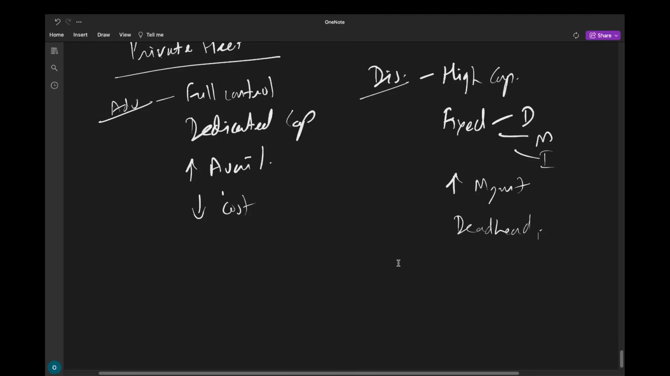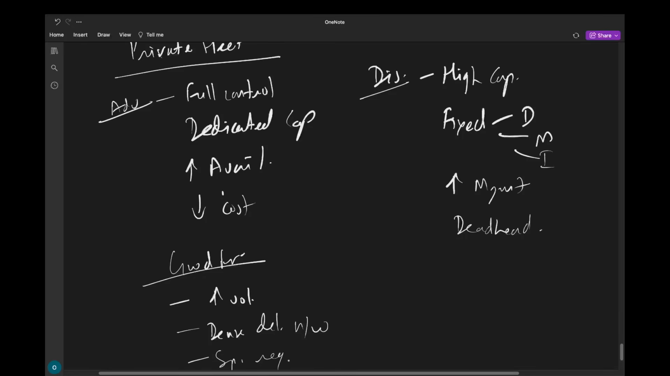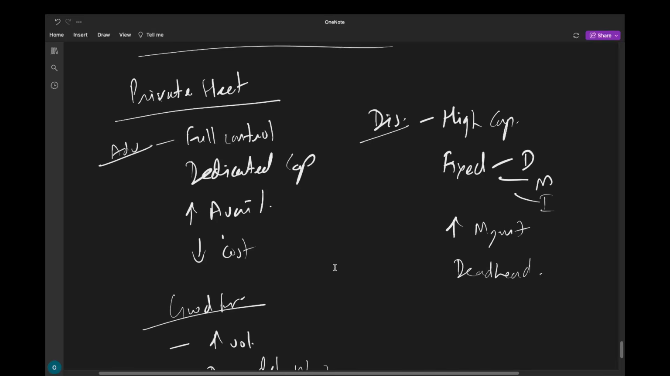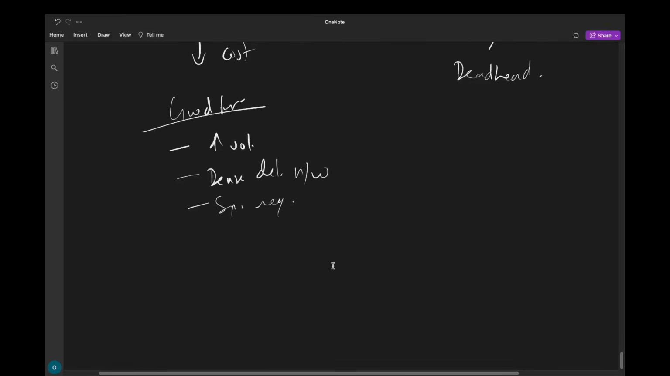And this private fleet is good for when we have large predictable volume, then dense delivery network, and specialized requirements. So that is maintaining the private fleet or owning the fleet. Now let's see the for-hire carriers or outsource.